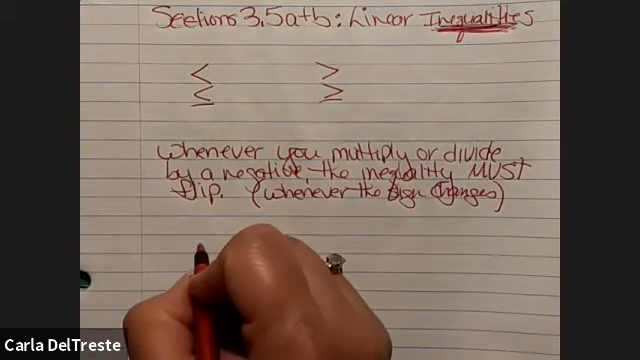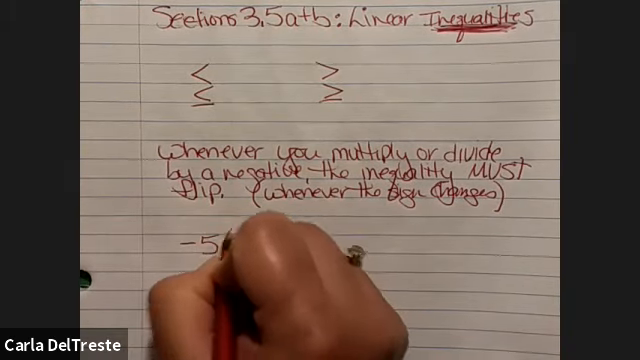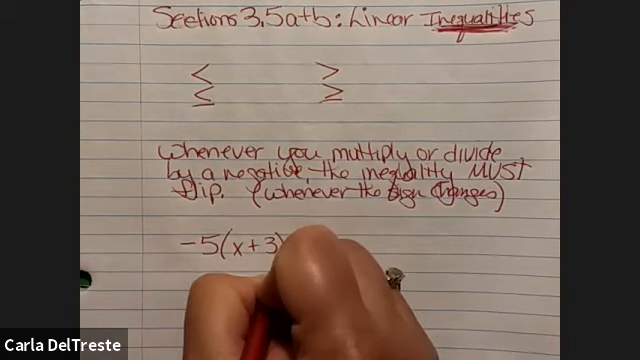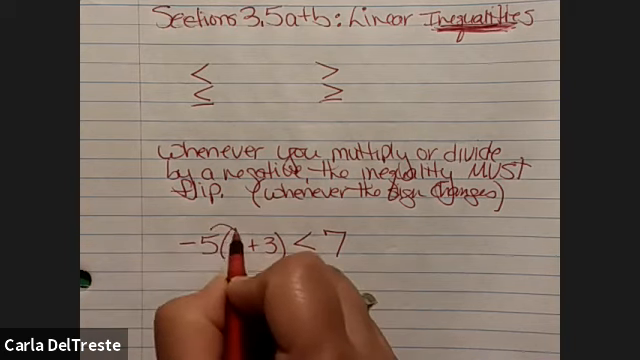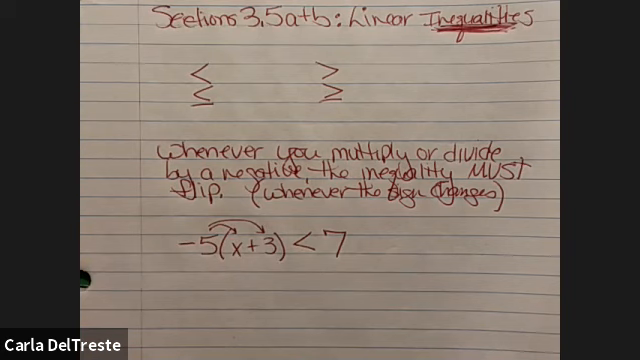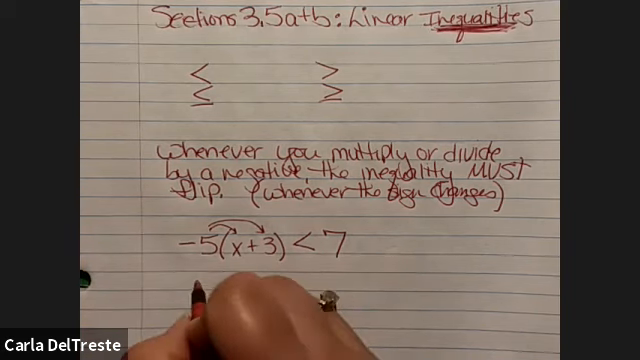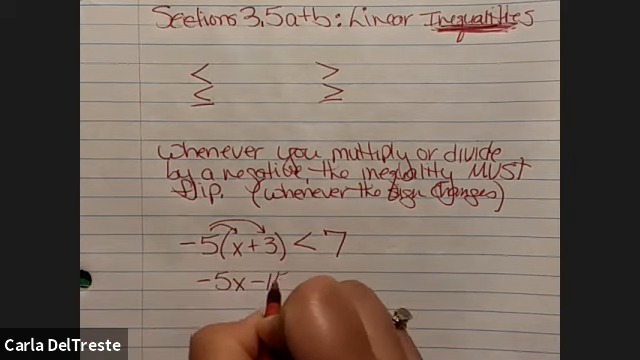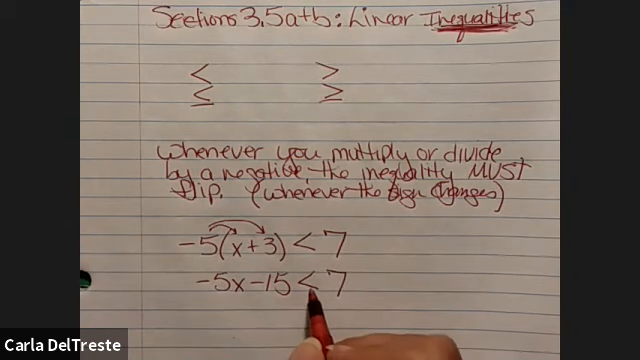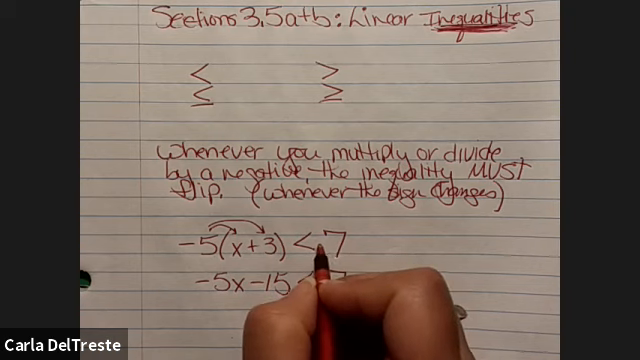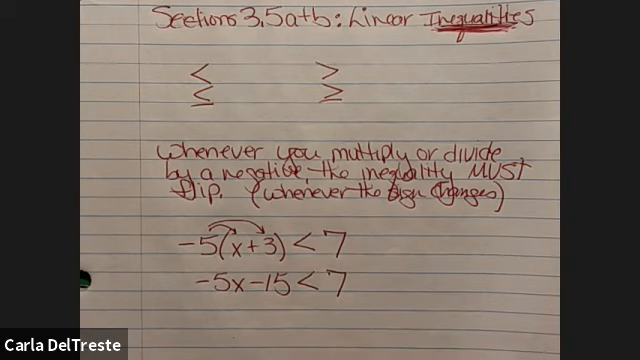So let's jump in with a problem. -5 times x plus 3 is less than 7. I'm going to do the algebra the way I know how to do the algebra. Pretend this is an equal sign. Algebra is not going to change. This is going to be -5x minus 15 is less than 7. Just be careful not to inadvertently change this to an equals. That's a common mistake. So always check above and make sure that you're consistent.